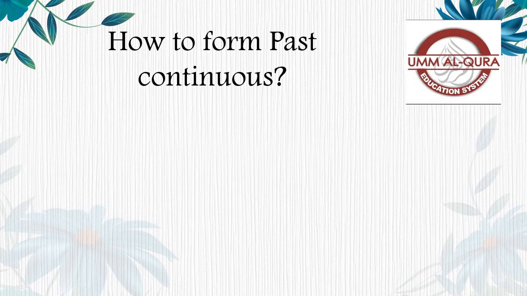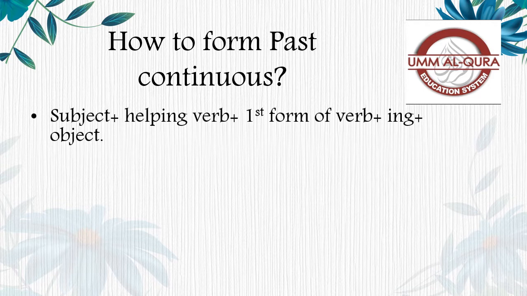Now we will move to the next one: how to form past continuous tense. Affirmative first. To form past continuous tense, I have already explained in my previous videos what a subject is, what a helping verb is, and the forms of verb. The subject is the person who is working. Helping verb, I have already told you. First form of verb: every single action you do is called a verb. To make it continuous, we will use ing with the first form of verb, and in the end comes the object.